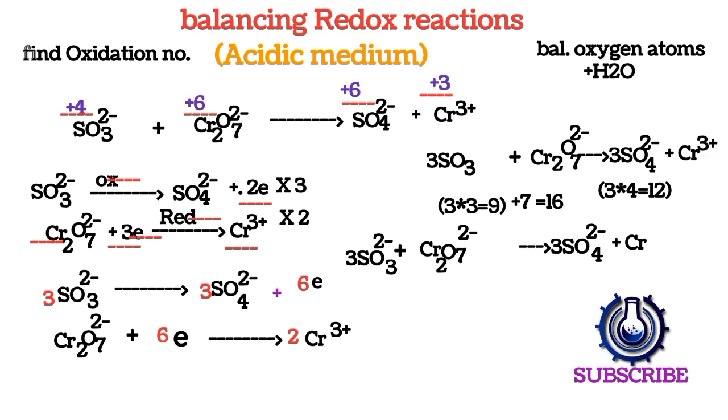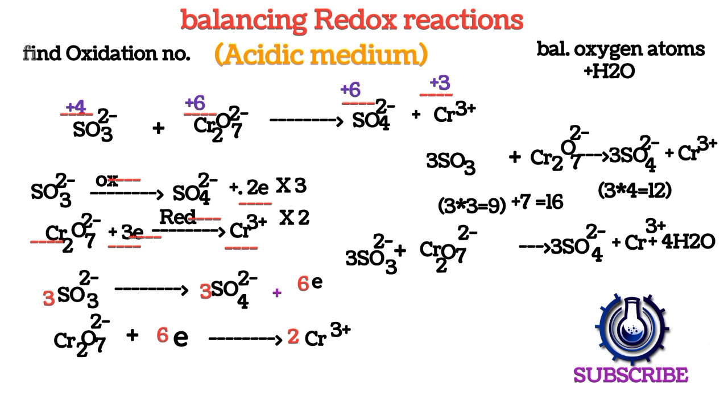You see, I omitted the 3 plus, I'm adding it now. So we're going to have 3SO4 2 minus plus 3Cr3 plus. Now, we are balancing by adding 4 water molecules to balance for the oxygen. So we're going to have 4H2O.